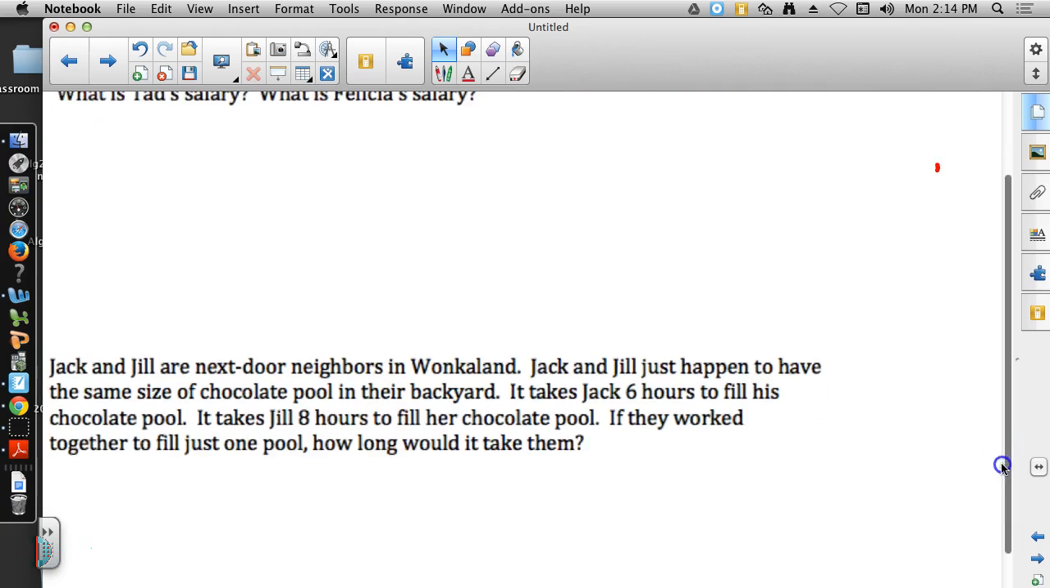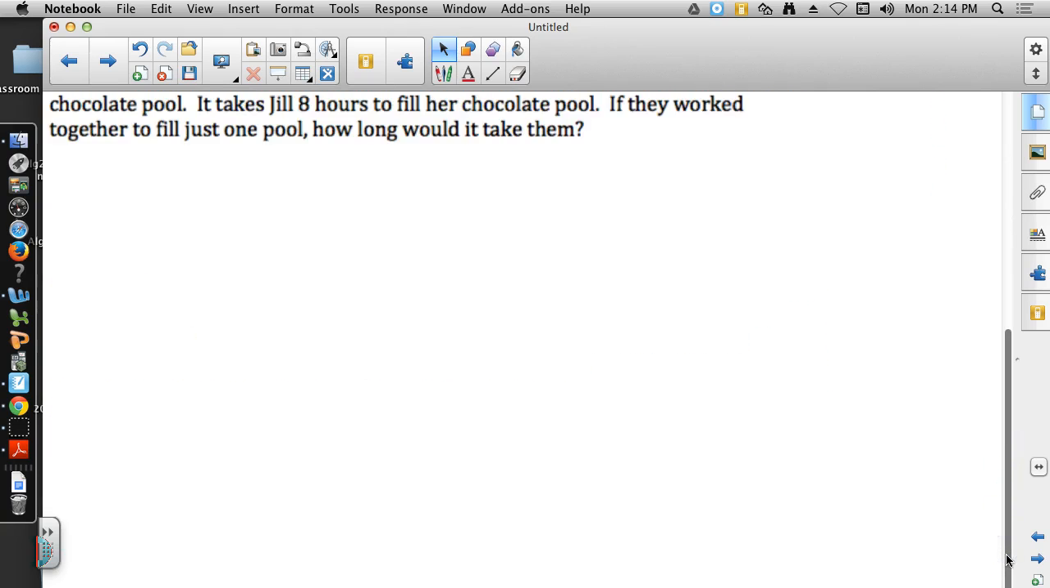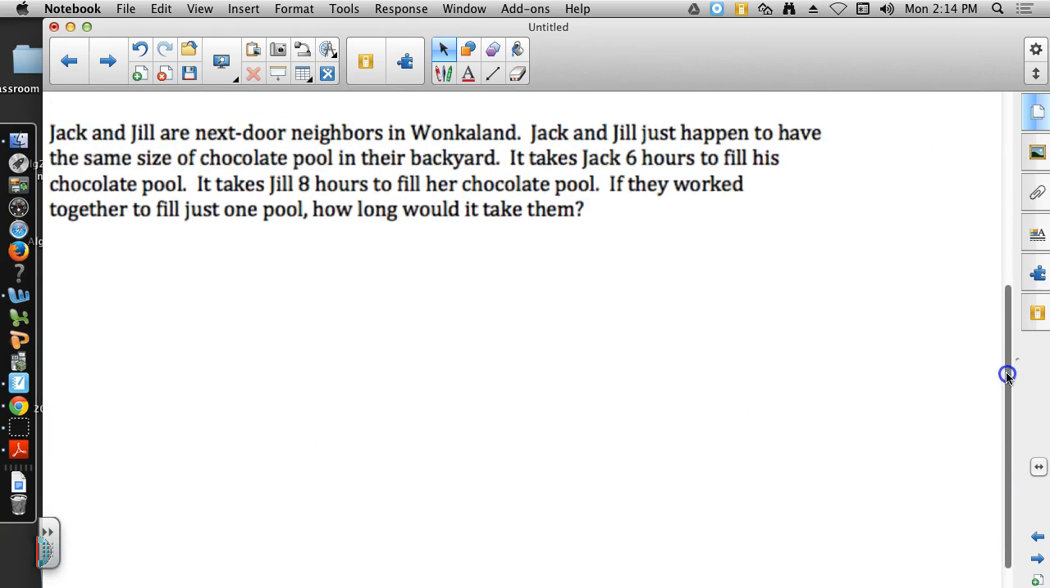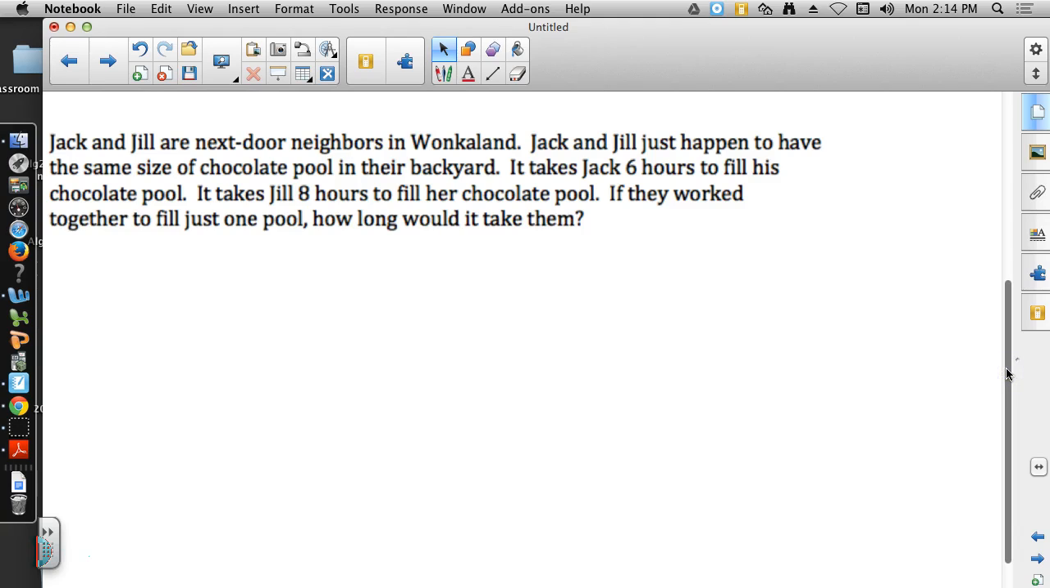The next problem deals with a rate. We're talking about Jack and Jill, next door neighbors in Wonka Land, the wonderful world of chocolate. Jack and Jill just happen to have the same size of chocolate pool in their backyard. It takes Jack 6 hours to fill his chocolate pool. It takes Jill 8 hours to fill her chocolate pool. If they worked together to fill just one pool, how long would it take them?